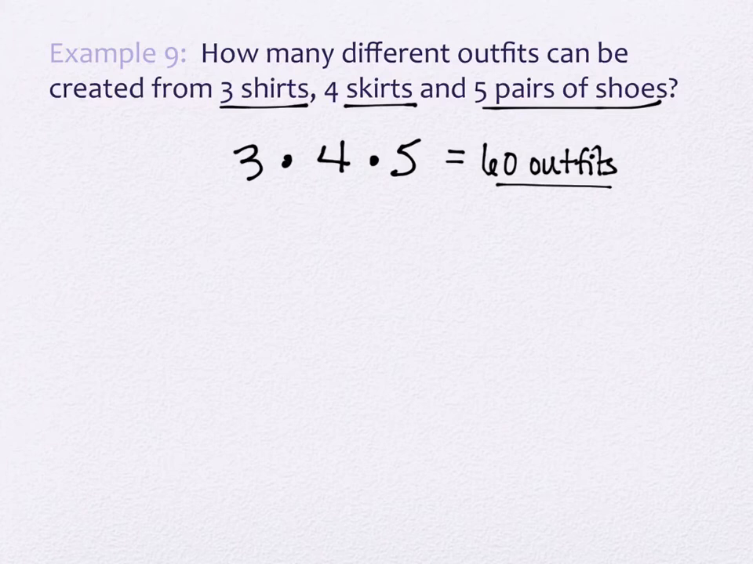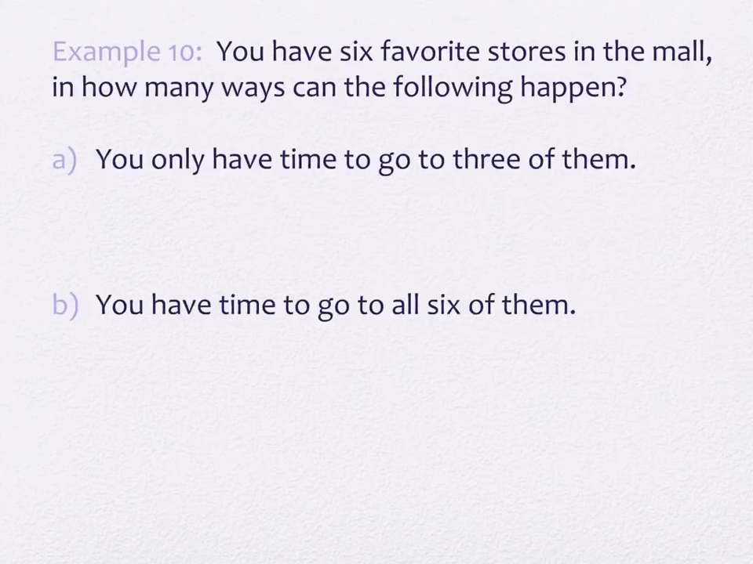All right, a couple more fundamental principle of counting examples. Let's say you have 6 favorite stores in the mall. In how many ways can the following happen? The first one says you only have time to go to 3 of them. So if we're not caring about the ordering, like that's not what's happening right now. Like how many different options do I have? Like in other words, it makes sense because they're beside each other. That's irrelevant to the conversation at the moment, okay?